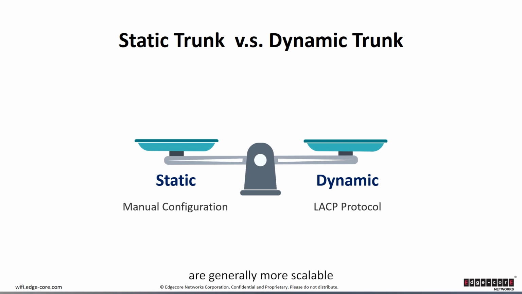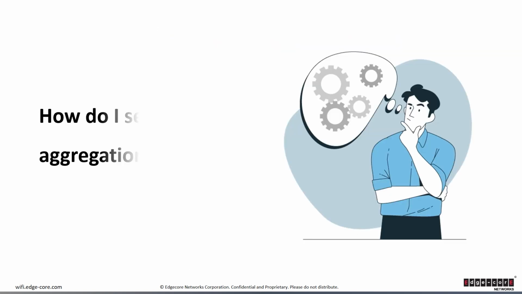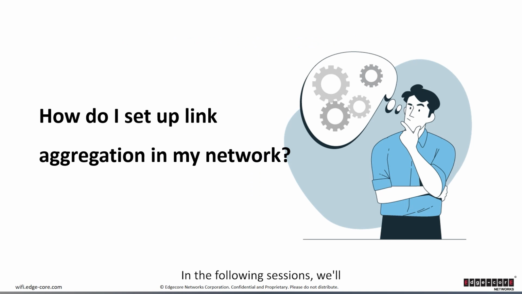The dynamic trunks are generally more scalable than static trunks, as they can adapt to the changes in growth of the network more easily and flexibly. However, static trunks may be more suitable for some scenarios where compatibility, simplicity, or reliability are more important than flexibility or automation. In the following sessions, we'll explain how to configure static trunk and dynamic trunk in the Edgecore Enterprise Switch.